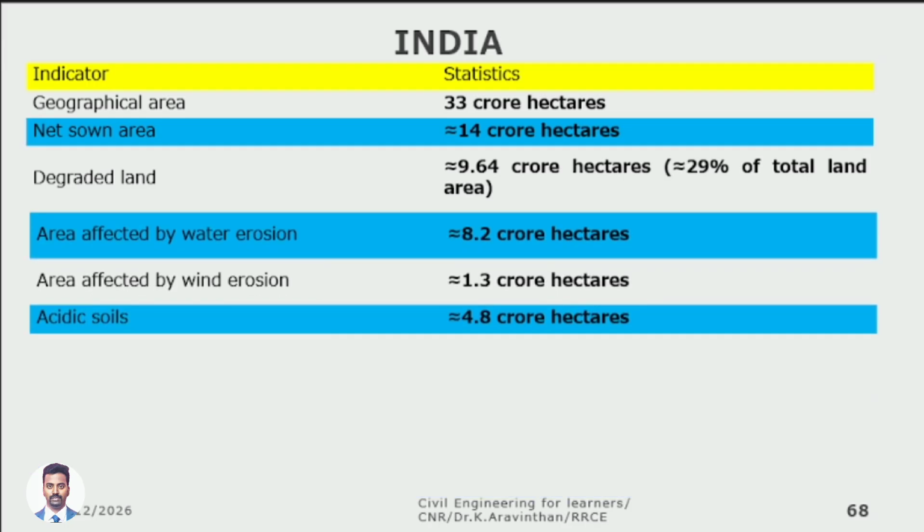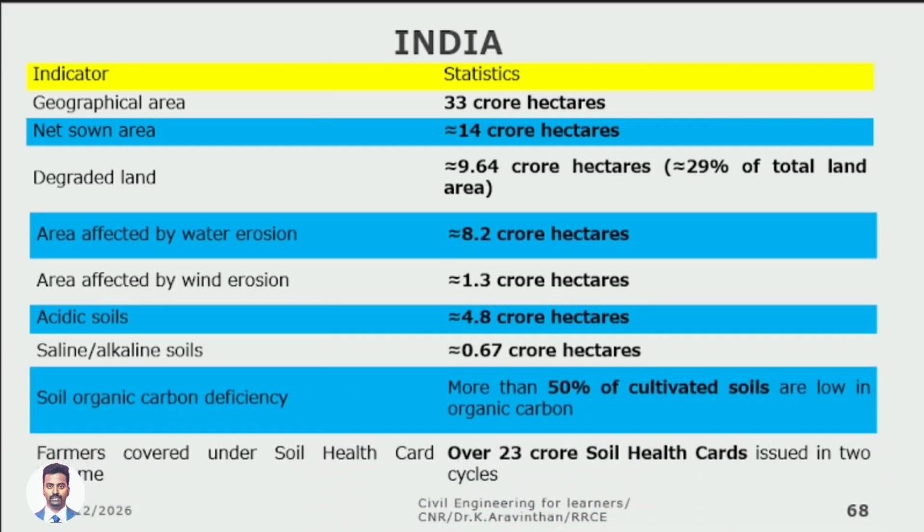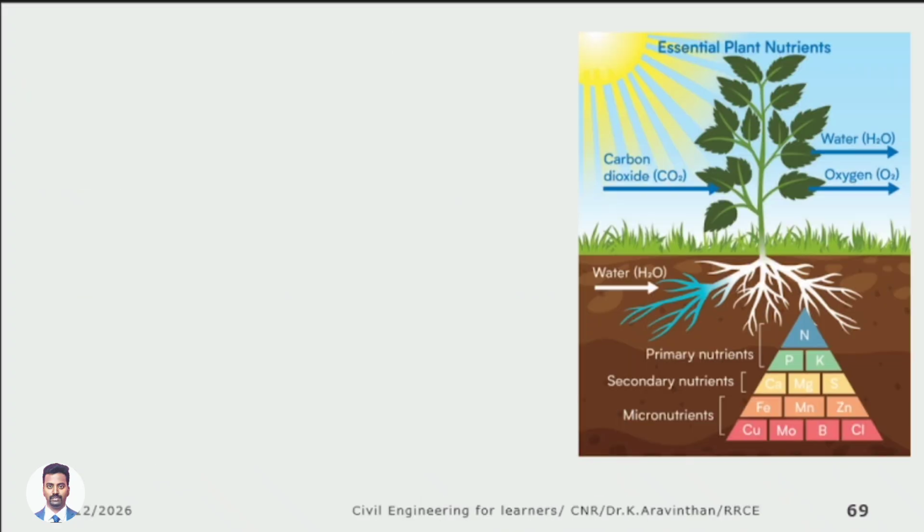Now, soils are affected by water erosion, wind erosion, and alkalinity; these are the effects. Sir, how is the degradation happening? Due to wind erosion, water erosion, acid soils, and saline soils. What do you mean by saline? Salty. The soil has saltiness. If there is more saltiness, then it will be unhealthy soil. Have you heard about the soil health card? You have an Aadhaar card.